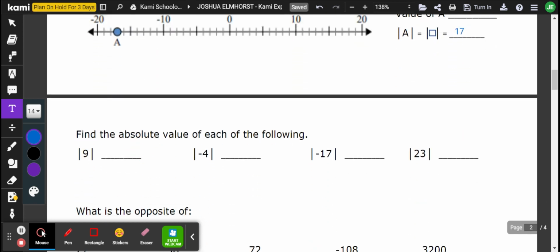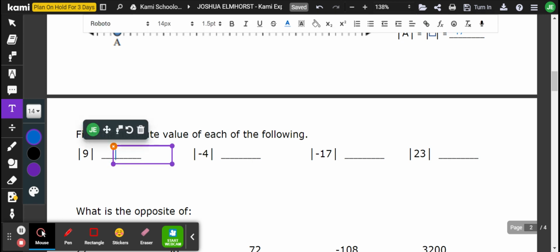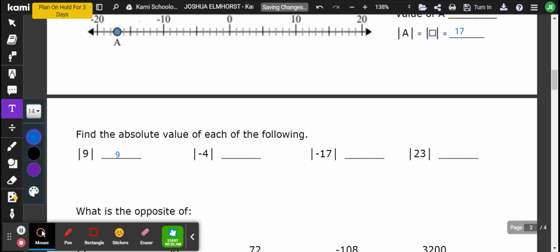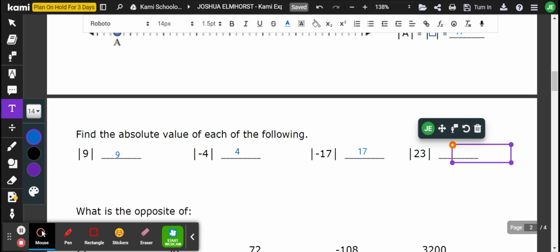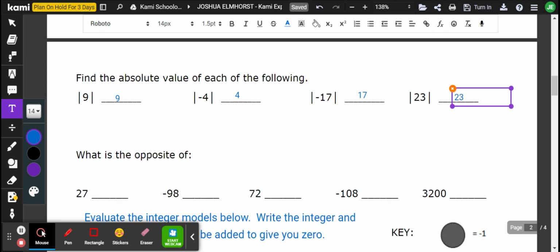Find the absolute value of each one. The distance of +9 from 0 is 9. The distance of -4 from 0 is 4. -4 is the integer. What is the number? The number is 4. -17, the distance is 17. And 23, the distance is 23.